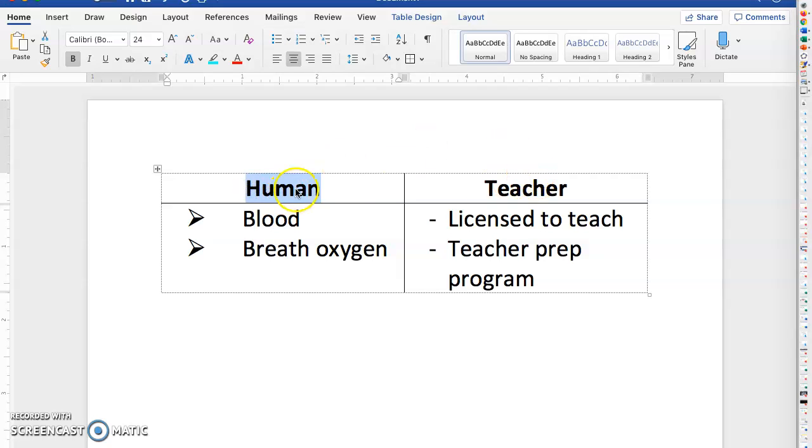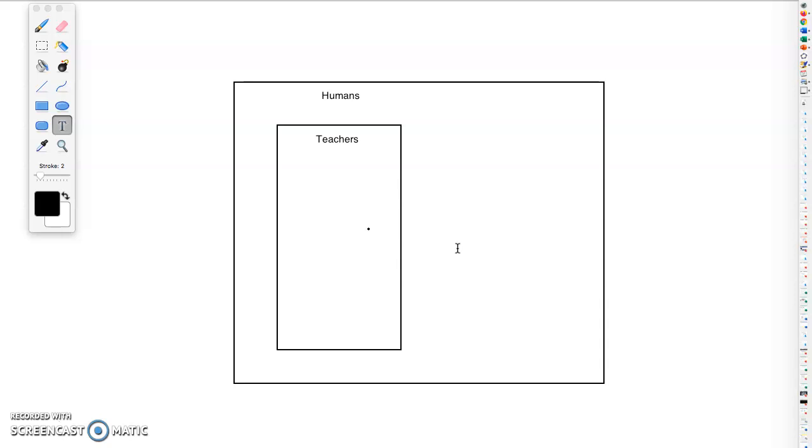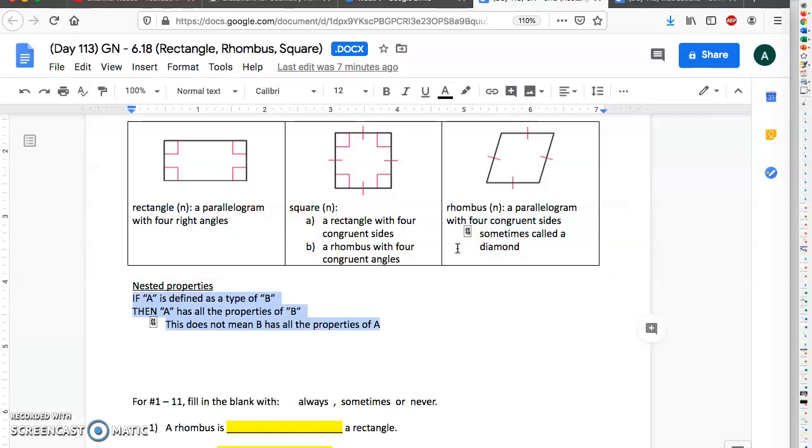So not all humans have a license to teach. Not all humans have gone through a teacher prep program. So that might help some people think of what properties these things might have.